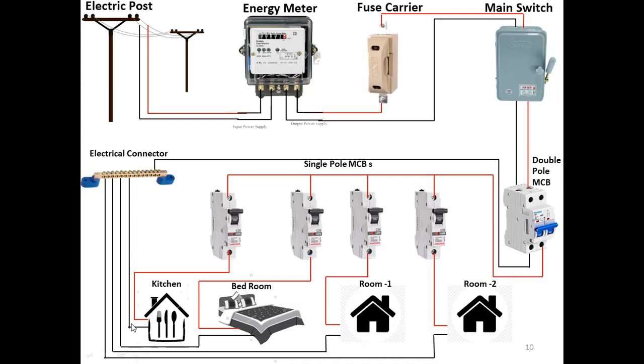See, from the kitchen we received neutral, right? From the kitchen we should not connect neutral to the bedroom. From the bedroom we should not connect the neutral to room 1. So the neutral terminal should be taken separately from the electrical connector for safety purposes. Some return current may be there. So definitely some electricity rules are there, and we should not violate those rules.